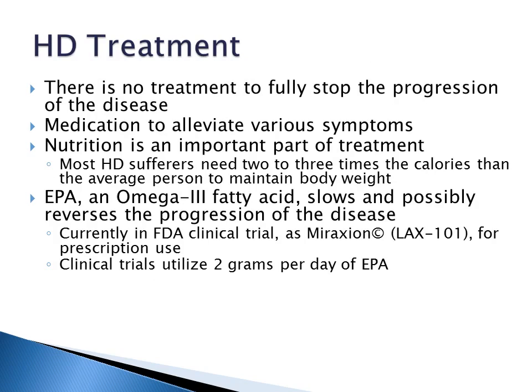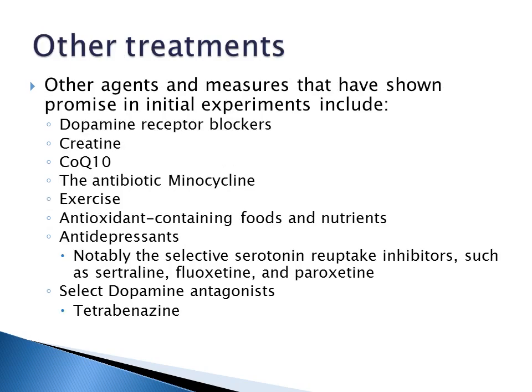Currently, there is no treatment to stop the progression of the disease. However, symptoms can be reduced or alleviated through medication and specific care methods. So medication is used to alleviate symptoms. Nutrition is really important. People with Huntington's disease need more calories than a normal individual. There are studies being done on omega-3 fatty acids to slow down the progression of disease.